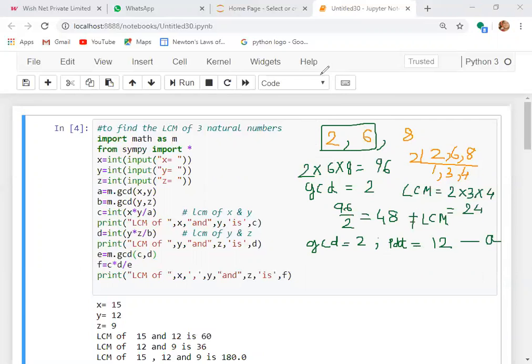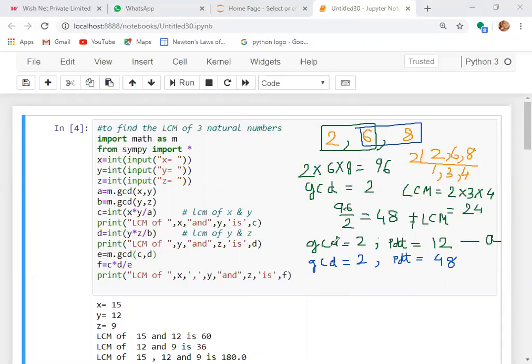Now do the same thing. Repeat the same process for 6 and 8. So what is the GCD of 6 and 8? The GCD of 6 and 8, that is the common factor, is 2. And what is the product? Product of 6 into 8 is 48.